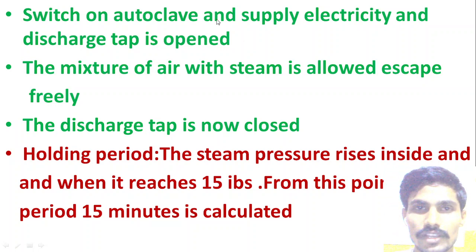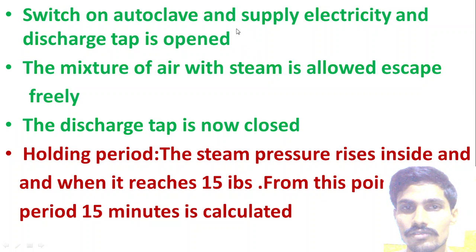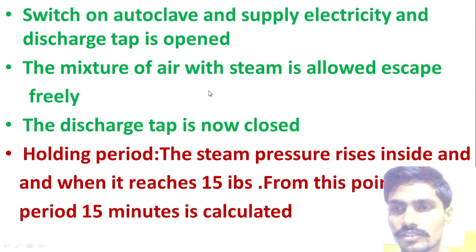Next, after switching on the autoclave, what can you do? The mixture of air with steam is allowed to escape freely. Means there is already air, and that air is mixed with moisture. We have to allow it to escape, because excess air should not remain there. There is steam only. You have to keep steam only. Excess air we have to allow to escape.